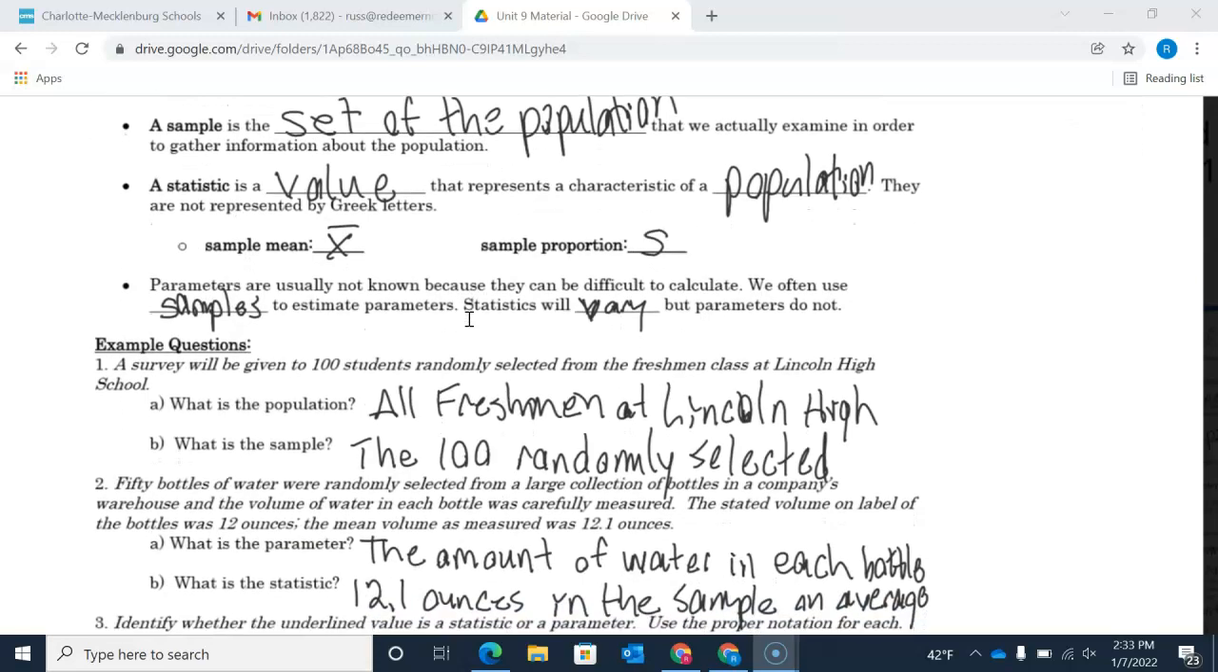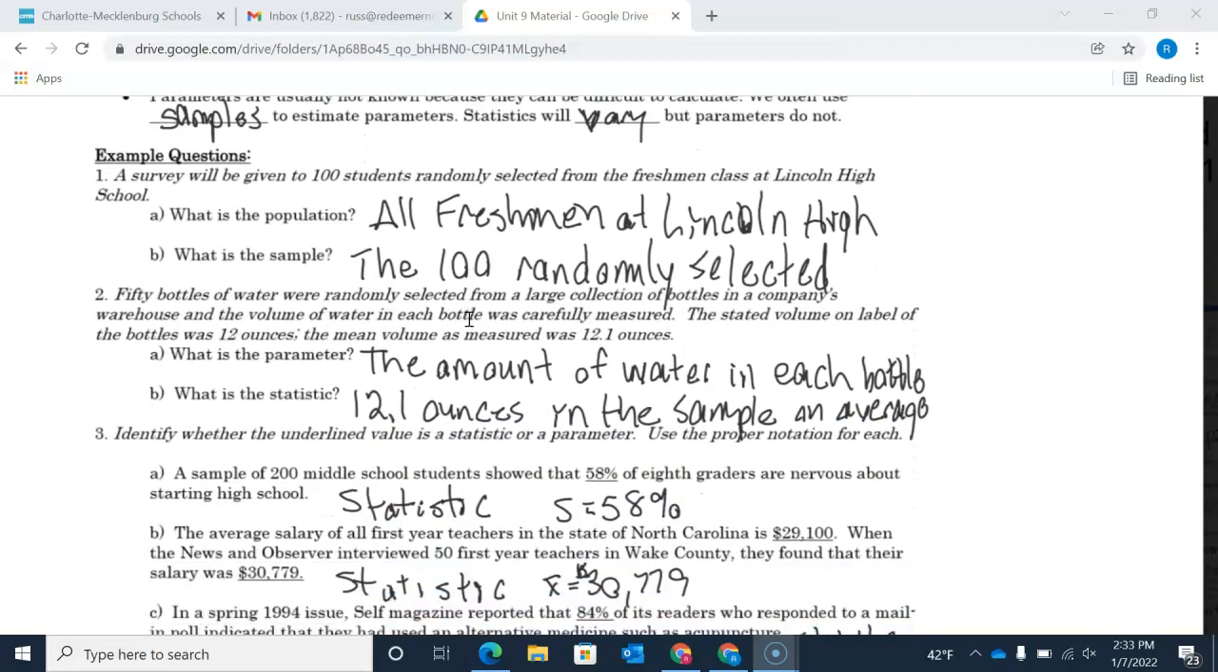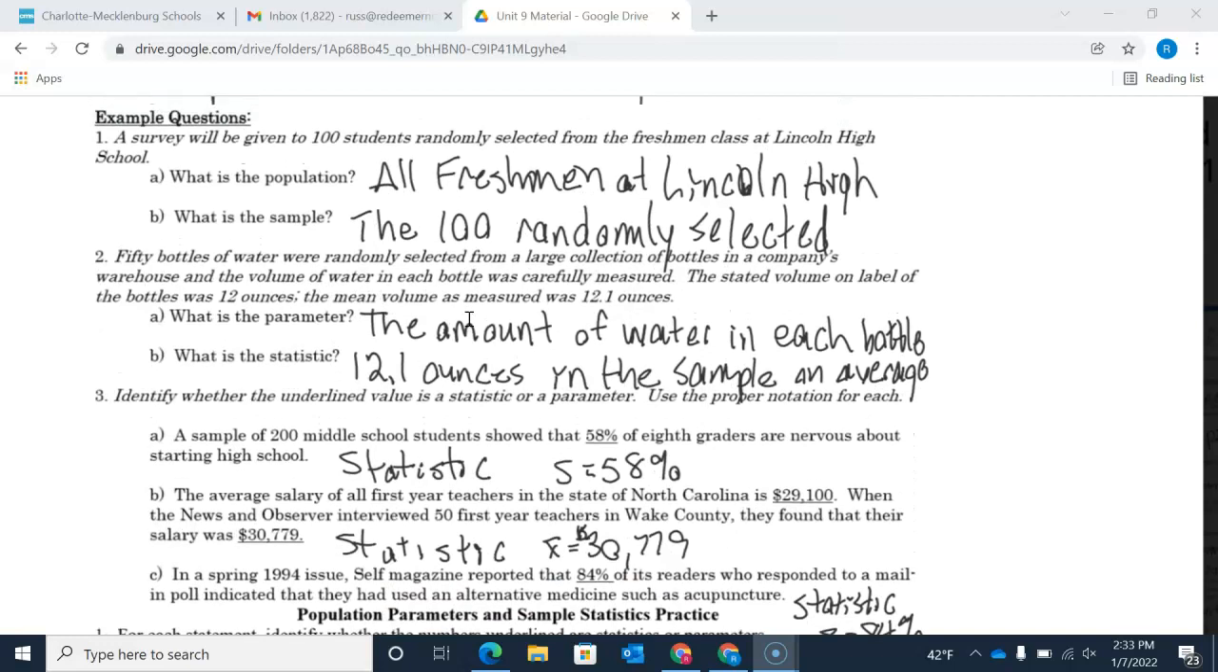So let's do a few that may help you through those notes. A survey will be given to 100 students randomly selected from the freshman class at Lincoln High School. So what is the population? Well, the whole population is all the freshmen, right? The sample is the 100 randomly selected freshmen. Does that make sense?